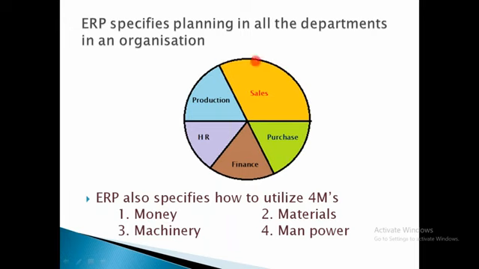Take this: sales, purchase, finance, HR, production. These are the departments in an organization. These are some of the departments. Like that, we have many departments. But in this example, we are taking only five departments. Take this example.